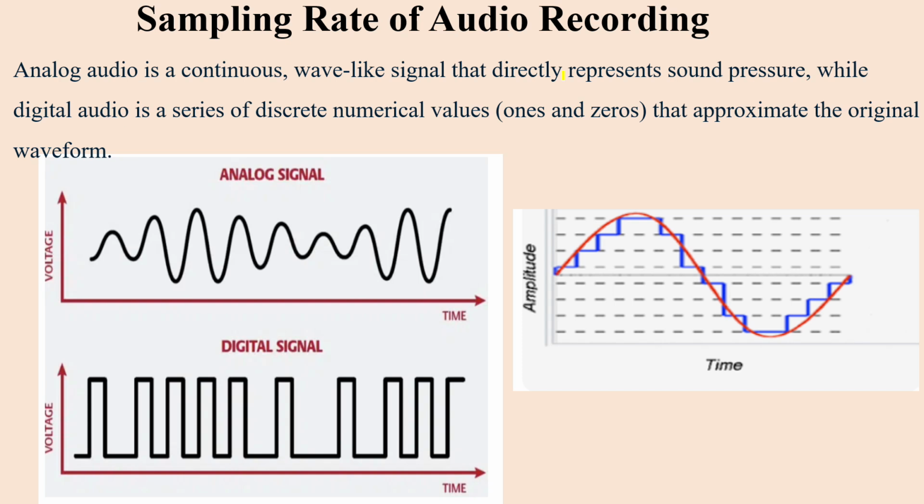So, what is the audio signal? An audio signal is a continuous wave-like signal, like this continuous signal that directly represents the sound pressure. But the digital audio signal is a series of discrete numerical values like this. Your signal may be 0 or 1, 0 or 1, 0 or 1. So this is represented by 0 or 1 that approximates the original signal.